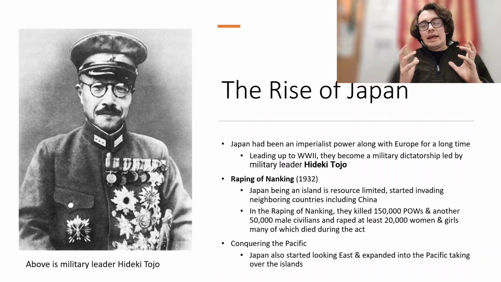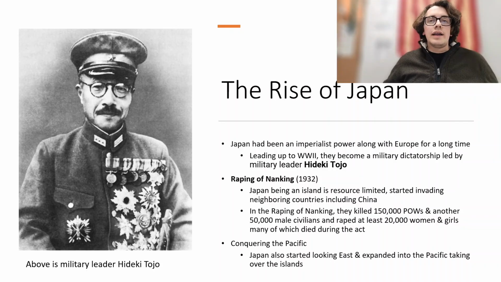Pivoting to the East. World War II, unlike World War I, isn't just fought in Europe. It's also fought in the Pacific Ocean. Japan had been an imperialist power along with Europe for a very, very long time. Leading up to World War II, Japan's functionally a military dictatorship led by this gentleman right here. Although I don't know if I should be calling him a gentleman, Hideki Tojo.